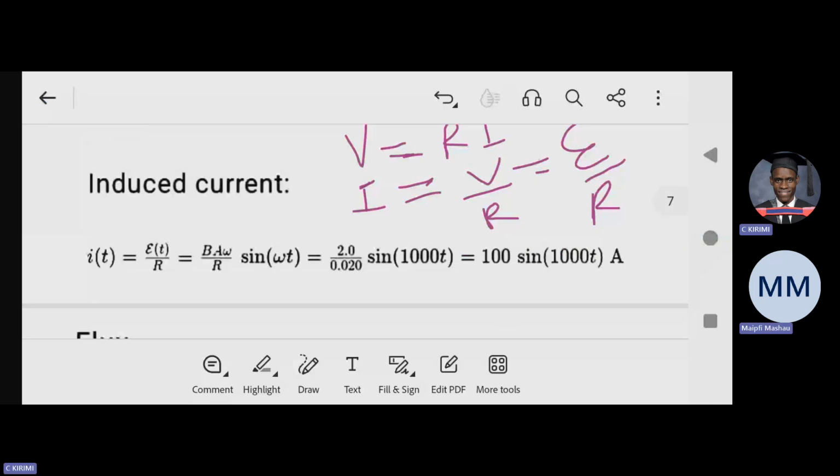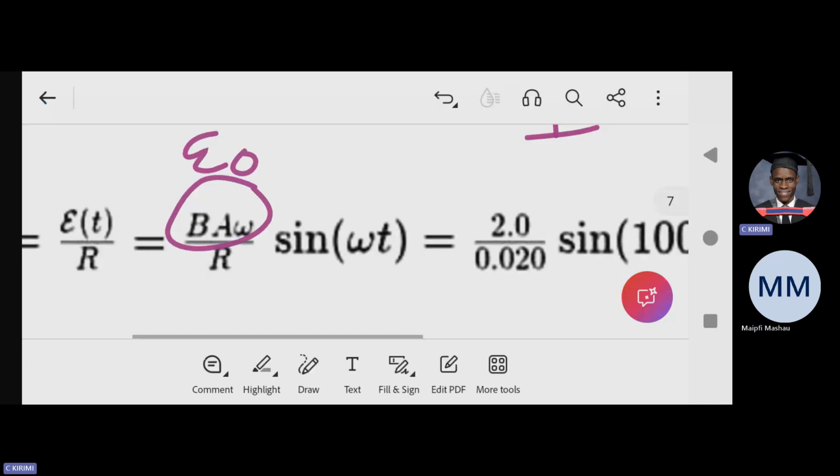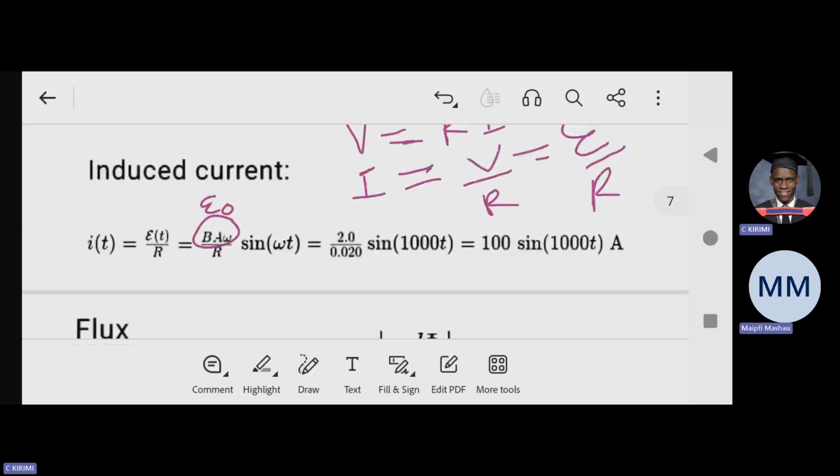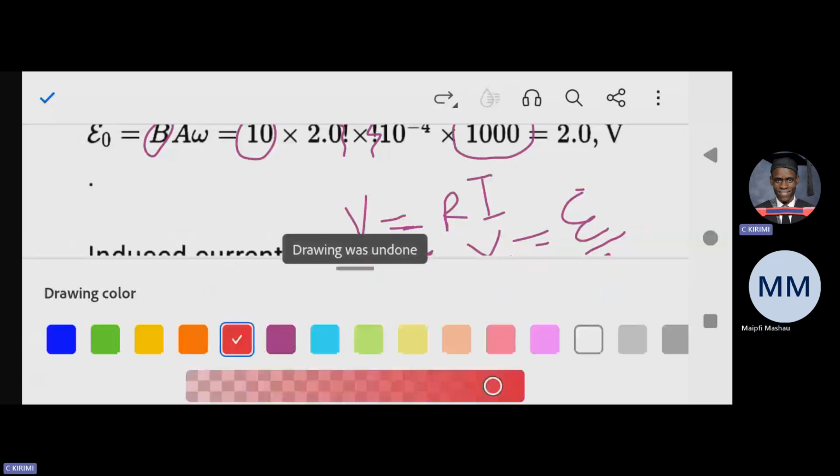So it's just a matter of replacing the values. BA omega, we have omega. The B is 10. The area is what? We already calculated the value of BA omega, which is the peak, which is E naught. That is the one which we said is 2 volts. So this is the one which we have here, the 2 volts.